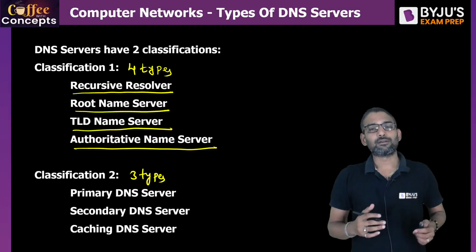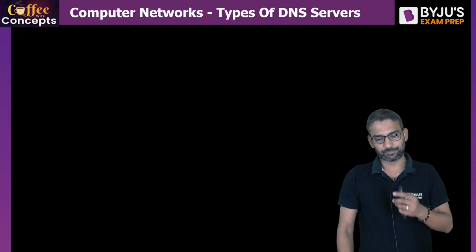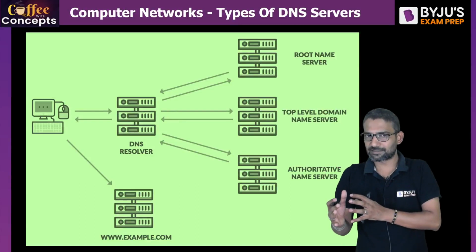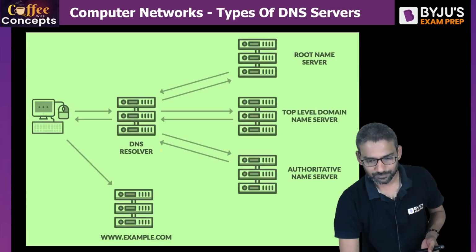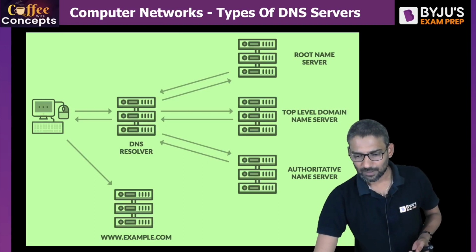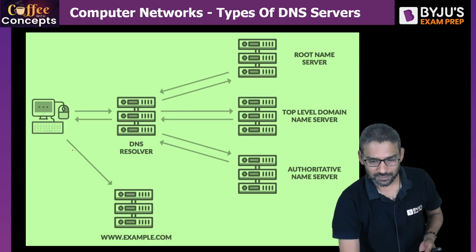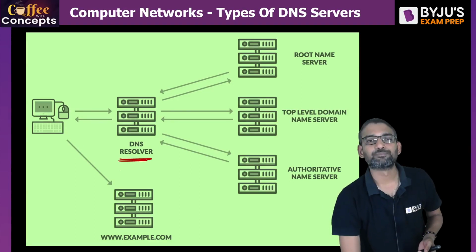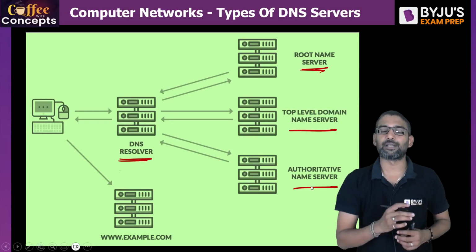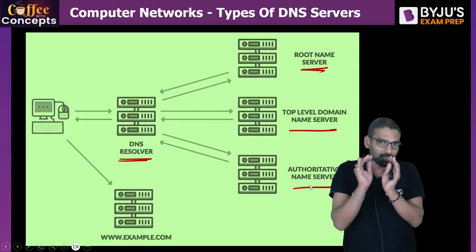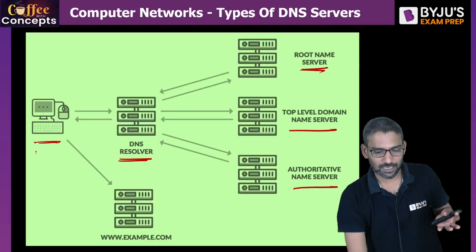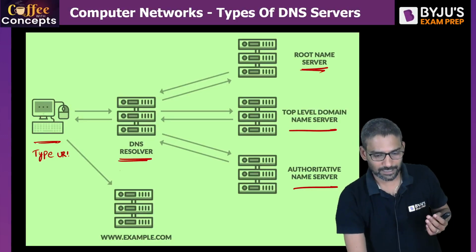Okay, let's see about classification 1 quickly. As per classification 1, we have 4 types of DNS servers, right? Recursive resolver. I think this image is visible for everybody, right? Okay. So the first type is the recursive resolver, then the root name server, then the TLD server, and then the authoritative server. So observe this diagram carefully. On our computer, we open the browser, type the URL and hit the enter key.